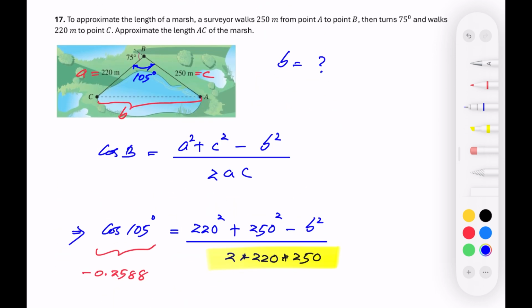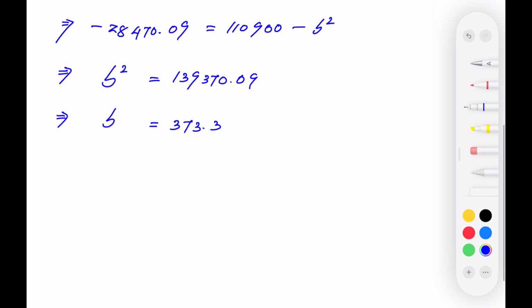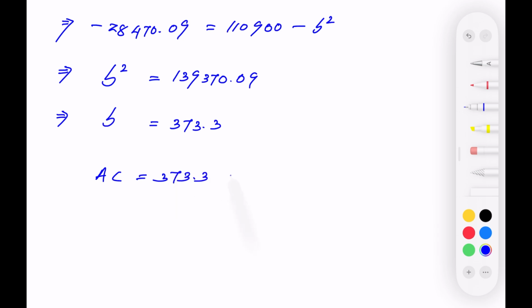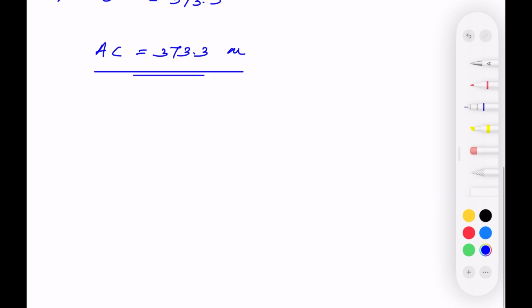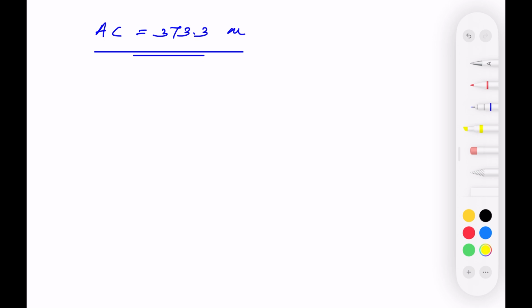The units should be in meters because the other two sides are given in terms of meters. Therefore, the required length AC is equal to 373.3 meters. That's the length AC of the marsh.